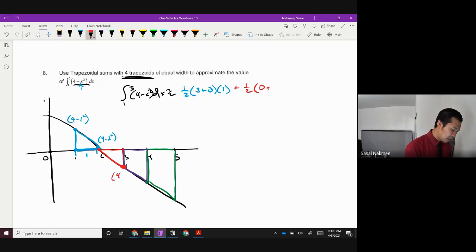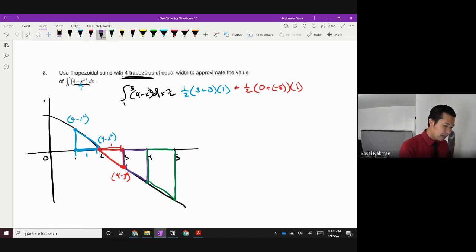This one's going to be 4 minus 3 squared. 4 minus 3 squared is going to give me, I believe, a negative 5. Negative 5, I believe, right? And this, of course, is multiplied by 1 as well, because from here to here is equal to 1. And we just keep going with this.